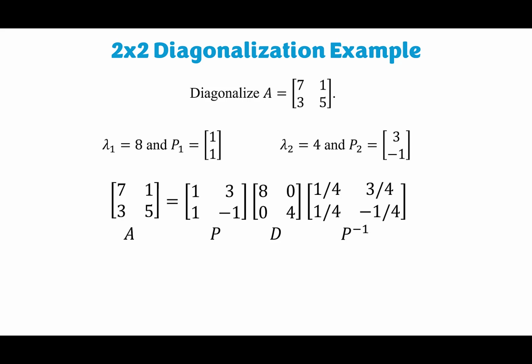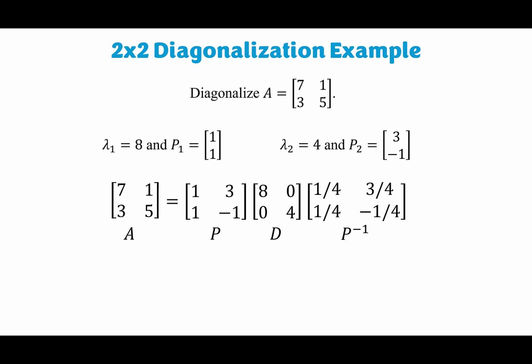And notice the order is important here for the columns of P and the entries in D. Notice that the first column of P is the eigenvector P1 that corresponds to the eigenvalue of 8, and 8 is the first diagonal entry in D. So you can't just switch 8 and 4. If you do switch 8 and 4, then you have to switch the columns of P so that you still have that correspondence between the eigenvectors and eigenvalues. So the order really does matter when you're forming the columns of P and the diagonal entries in D.